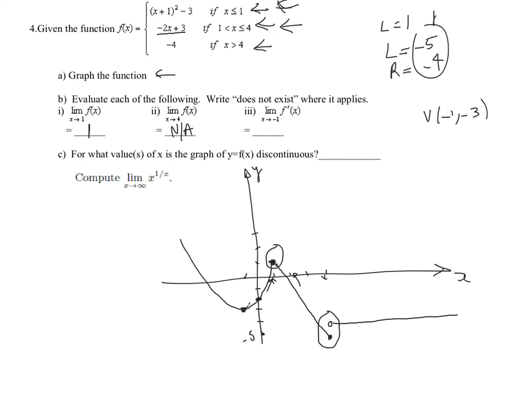The next one says the limit of f prime of x when x goes to minus 1. When x goes to minus 1, which is here, you can see that the tangent to the quadratic is going to be parallel to the x-axis, so the rate of change is equal to 0. The last part of the question says, for what value or values of x is the graph of f of x discontinuous? If you look at the graph, the only one which is discontinuous is at x equal to 4, since the left and right limits are not equal. This is an example of jump discontinuity. So the answer is jump discontinuity.